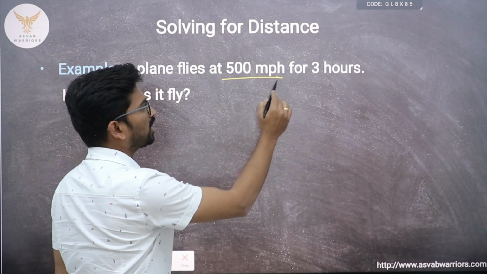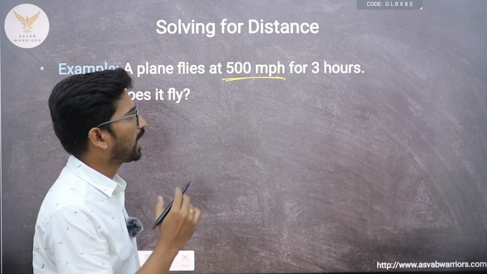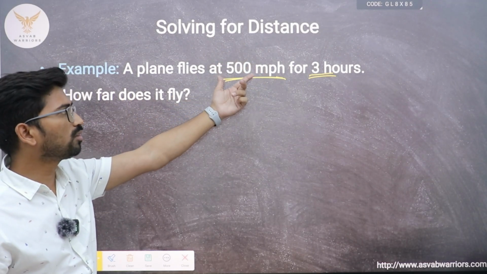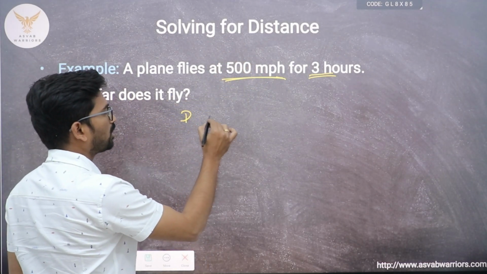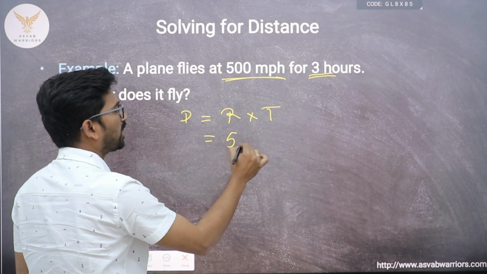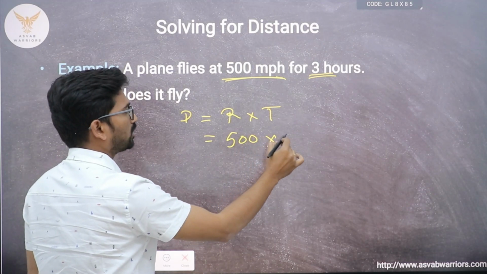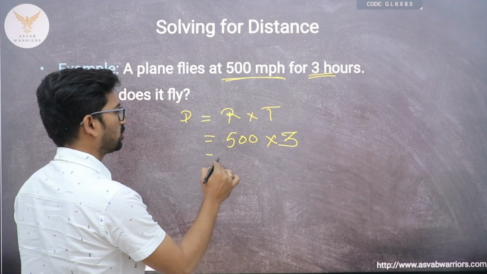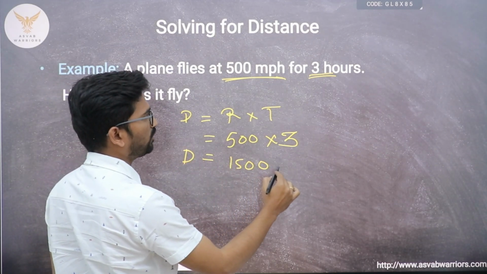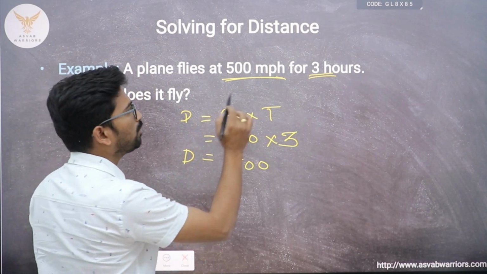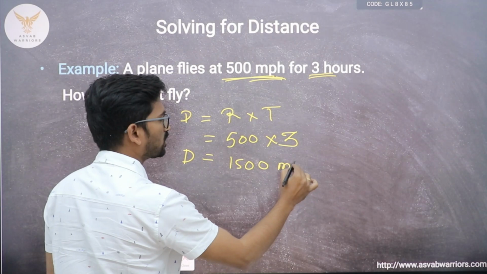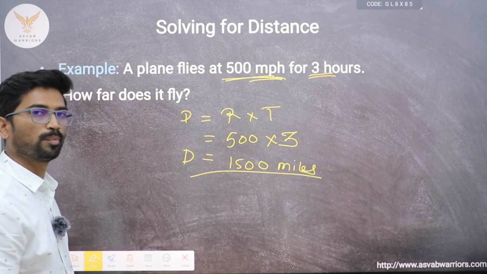Again 500 miles per hour means the rate is given and the time is given as 3 hours. Now this plane flies for 3 hours at a rate of 500 miles per hour. How much distance will it cover? We know that distance is equal to rate into time, where rate is 500 miles per hour and it is traveling for 3 hours. So 500 times 3 is 1500. So the distance will be 1500. And what will be the unit? It will be miles, because the rate is given in the miles per hour. So distance will be 1500 miles.